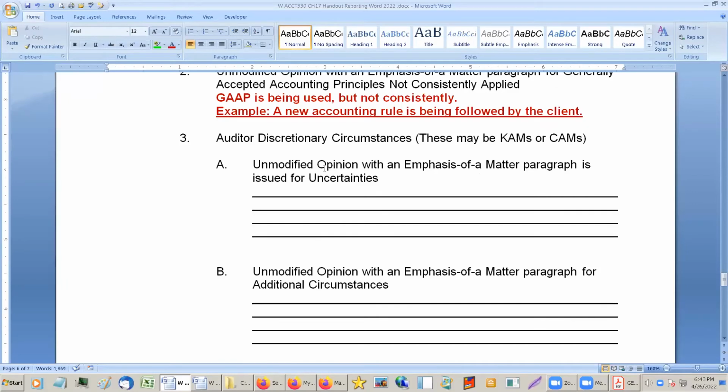So not being consistently applied. It could also be that the company changes from, say, LIFO to FIFO. If they have a good reason to do it, or maybe the auditors told them to do it, you'll put that in there. So it isn't that they're not using GAAP. If they're not using GAAP, they get a bad report. If they're using GAAP, it's just not consistent. And it might be not consistent because the accounting rule came out. Obviously, the financial statements from last year won't have that rule in it. Okay.